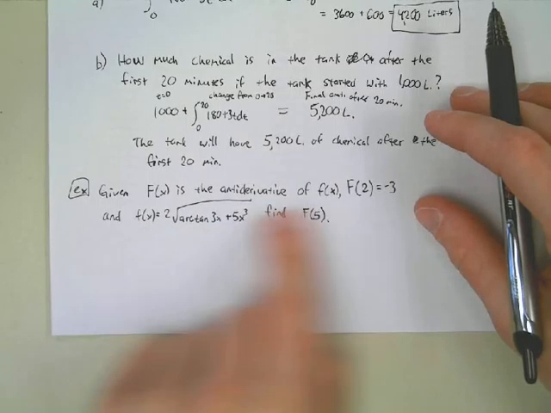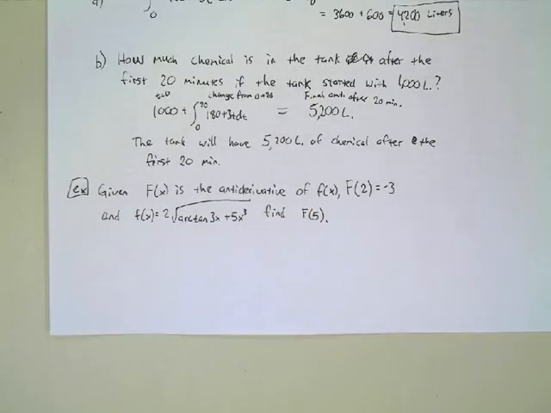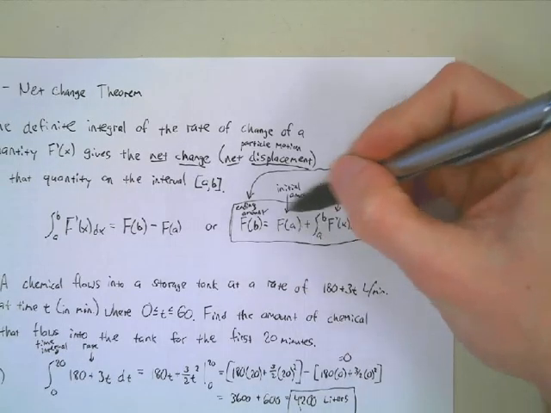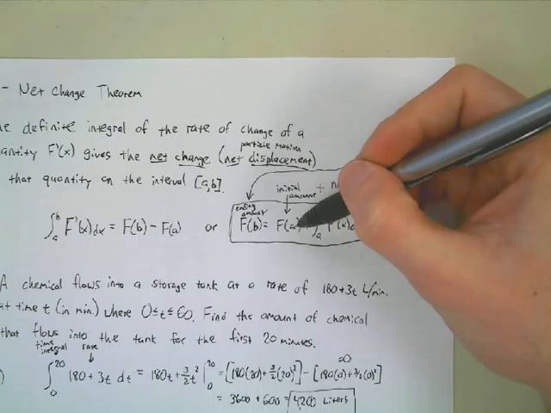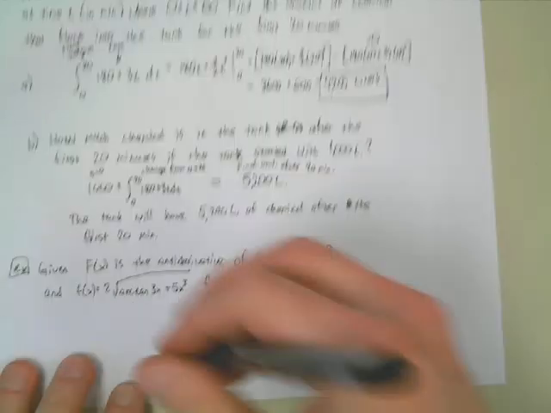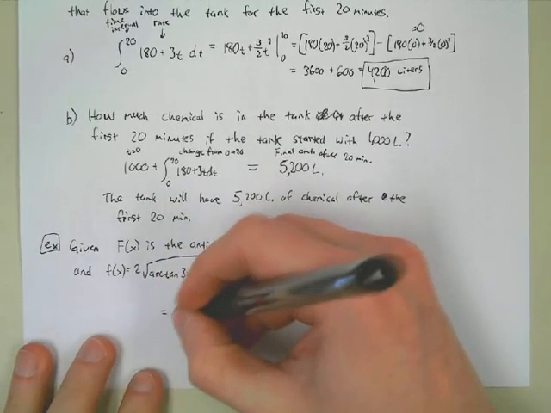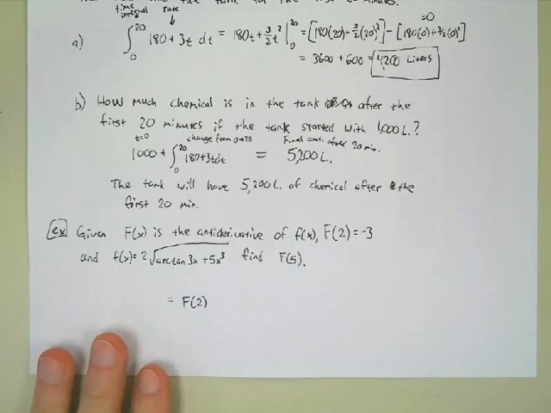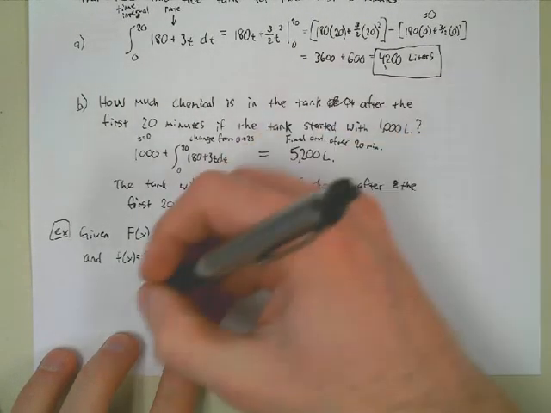So we're going to go back to this. We have an initial amount, don't we? What's our starting point that we know on capital F? F of 2 is negative 3. So we know F of 2, and we want to find what F of 5 is.